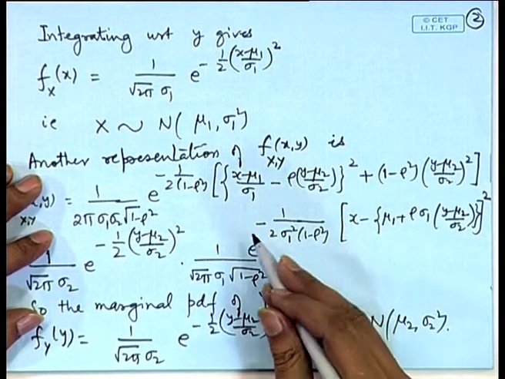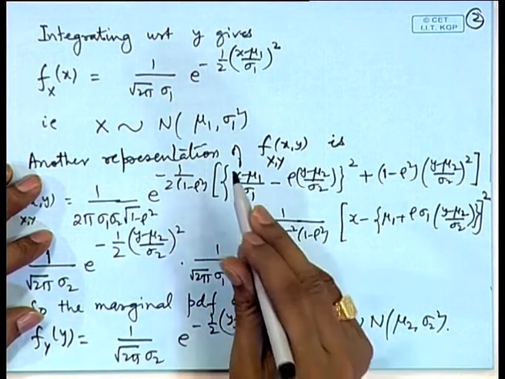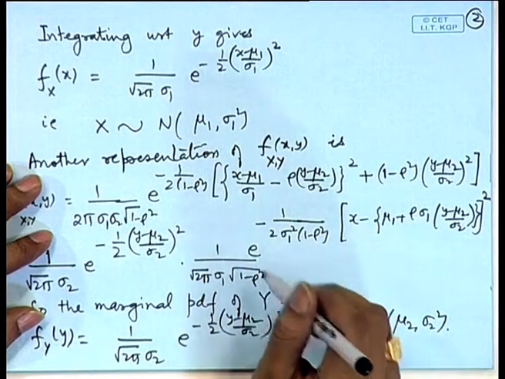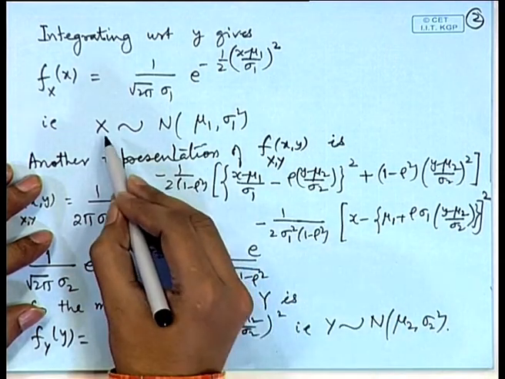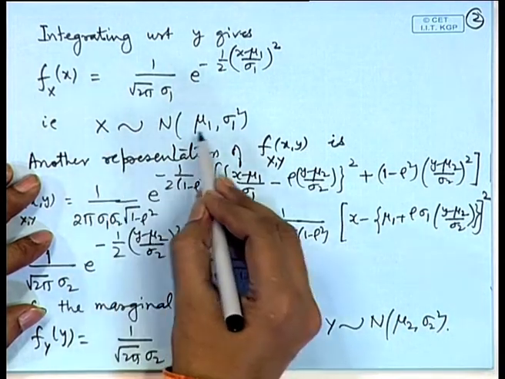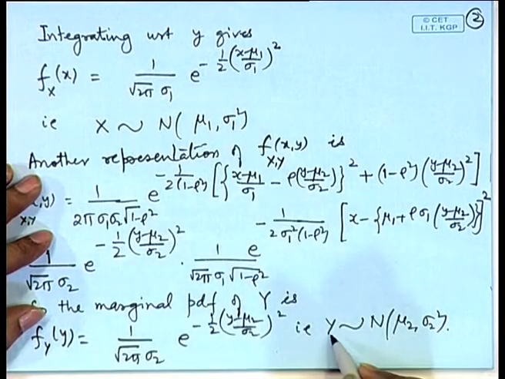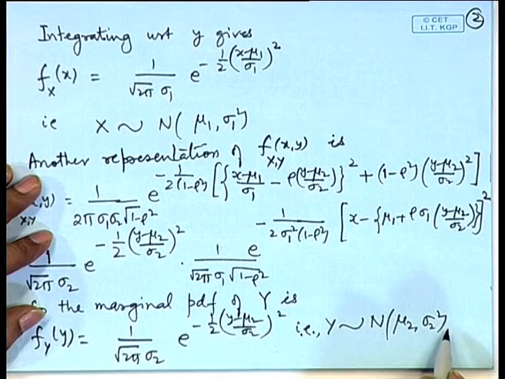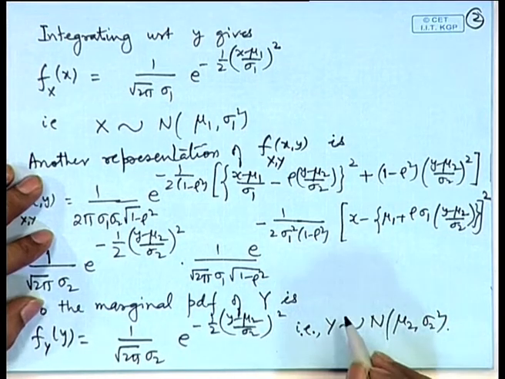So, we come across this interesting phenomenon that if (x, y) follow a joint bivariate normal distribution, then the marginal distribution of x is normal (mu 1, sigma 1 square) and the marginal distribution of y is normal (mu 2, sigma 2 square). That means, given a joint bivariate normal distribution, the marginal distributions are univariate normal.